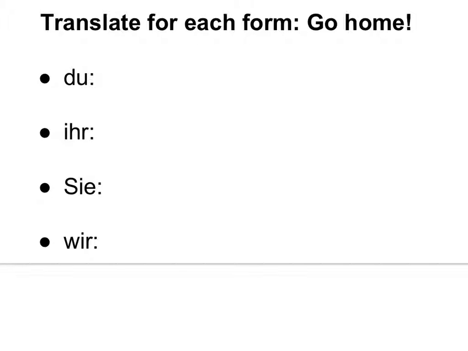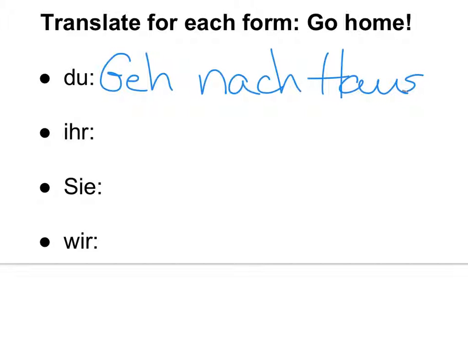Okay, so step 1 for the du form. What's step 1? Conjugate it. So we've got du gehst, now what? Now we take away the du and the st. Good, we dust it off. So now we're left with geh nach Hause. Done. That's it.